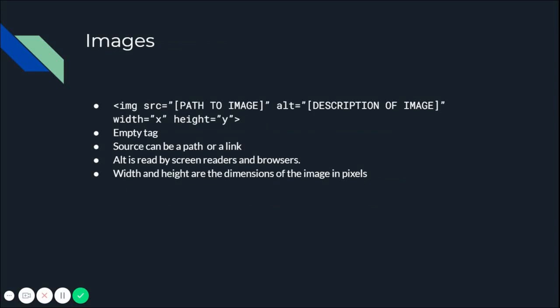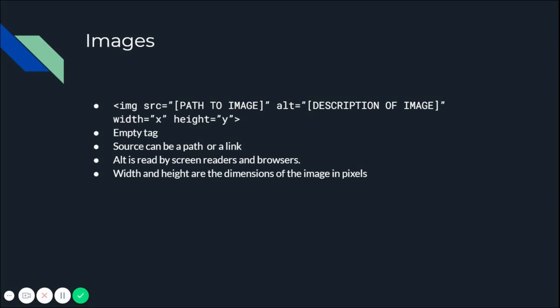We also have a tag to insert images, img. This tag is one of those empty tags we talked about earlier, so it won't have a closing tag. You can see in this example that we have multiple attributes. We have a source attribute, src, that lets the browser know where the image is. It can be a path or a link.